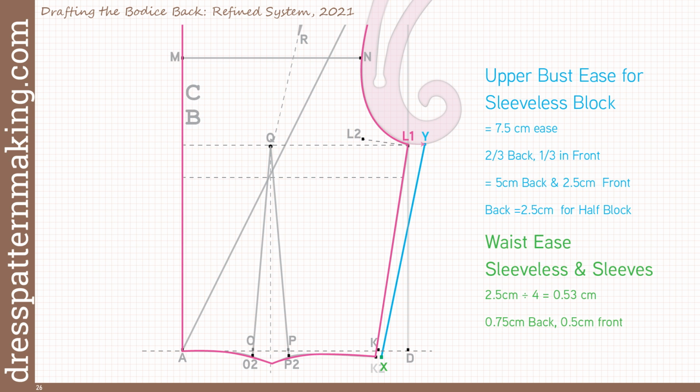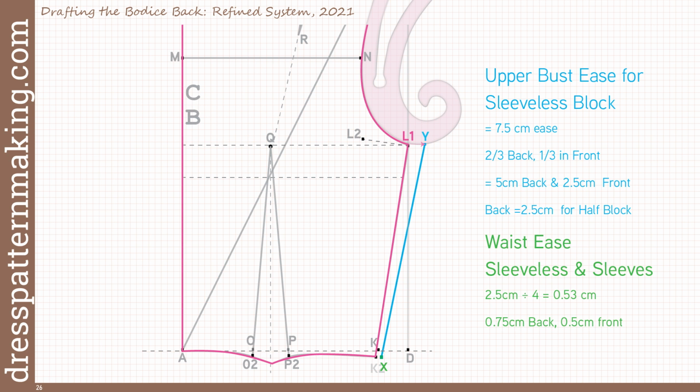The sleeveless block will have 7.5 centimeters ease across the whole block. We'll add 2/3 to the back and 1/3 to the front. The reason for that is you tend to reach your arms forward and curve your back more than you reach back and stretch your chest, so the ease is needed more in the back. So that means 5 centimeters added to the back and 2.5 to the front. When we're talking about the half blocks then, that's 2.5 centimeters added to the back and 1 1/4 added to the front.